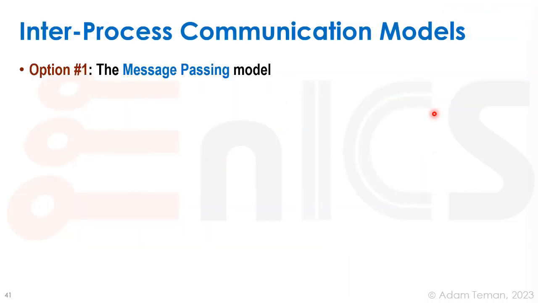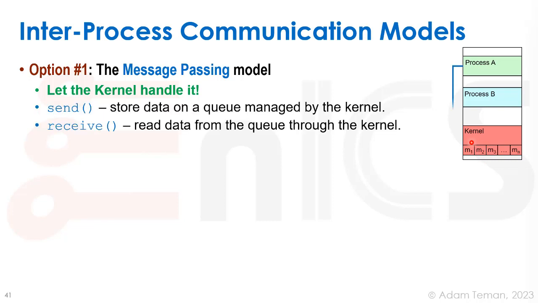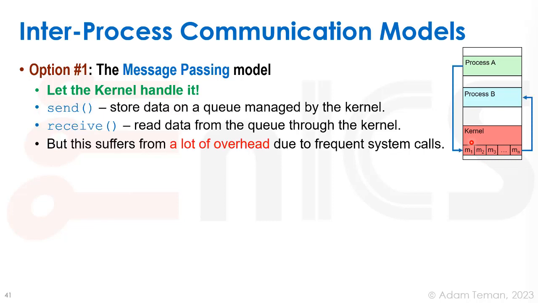So there are two models for this. The first one is what is known as the message passing model. In this case, we let the kernel handle it. So we have our memory space over here. We have two processes that get some chunk of the memory, and we have the kernel down here, which may have some sort of structure inside it. And we can do this producer-consumer type of model where we have send and receive operations, where the send can send some data and store it on some sort of queue in the kernel, and the receive can go through the kernel again and accept that data.